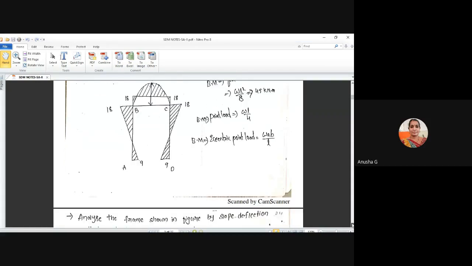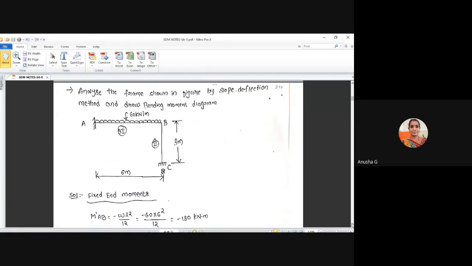Okay, note down the next one. Analyze the frame shown in figure by slope deflection method and draw bending moment diagram. Here you can observe only one joint is there, only joint B. AB is a beam carrying UDL 60 kilonewton. BC is a column. You can observe this is like a cantilever, but here two fixed ends are there. A is fixed and C is fixed.